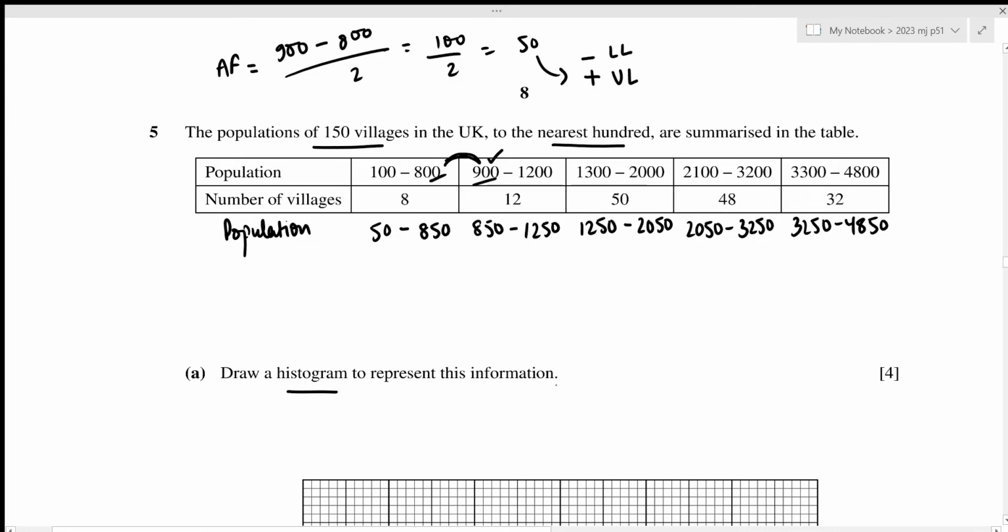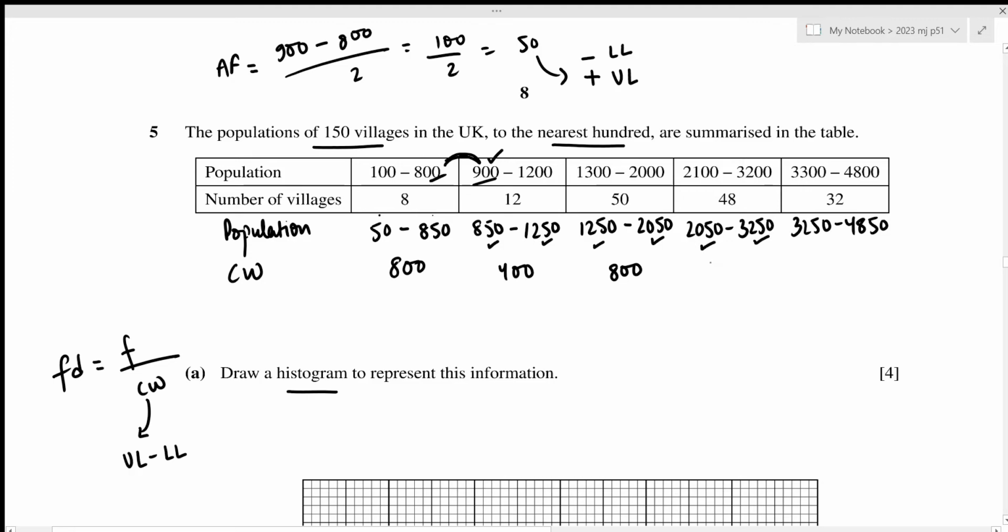So whenever we need to prepare a histogram, we need frequency density, right? So our frequency density is just the frequency divided by the class width. And class width is just upper limit minus lower limit for each of these ranges. Okay, so the first thing that we can do is figure out the class width. So we just need to subtract the lower limit from the upper limit. That's 850 minus 50, so 800. 1250 minus 850, so 400. 2050 minus 1250, 800. 3250 minus 2050, so that's 1200. And 4850 minus 3250, so that's 1600.